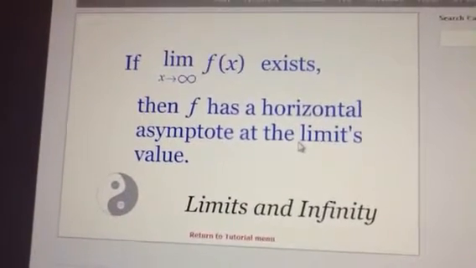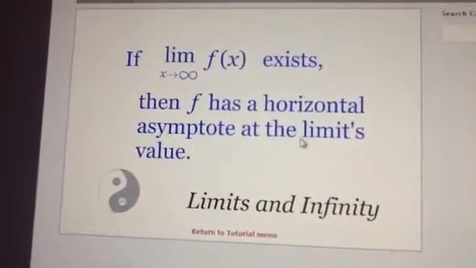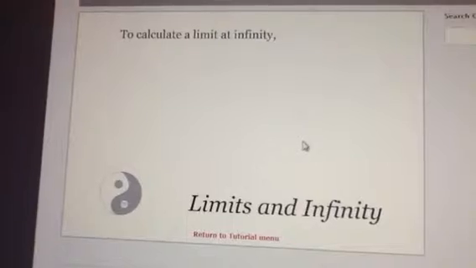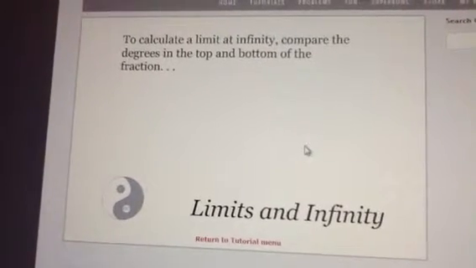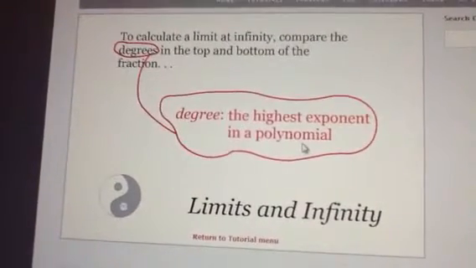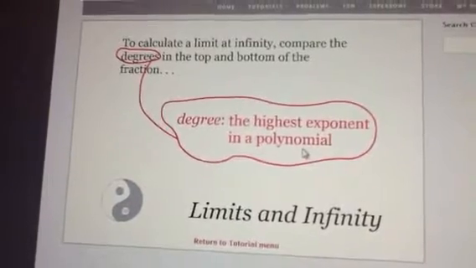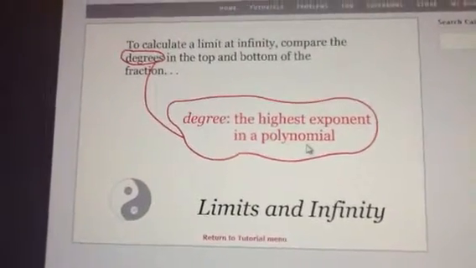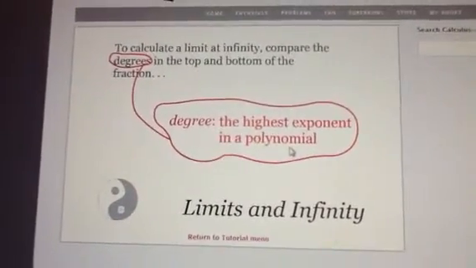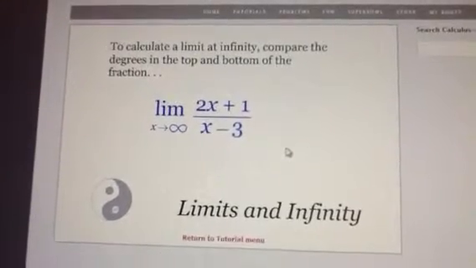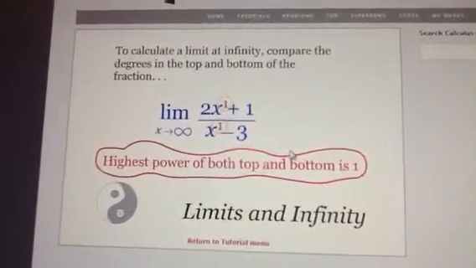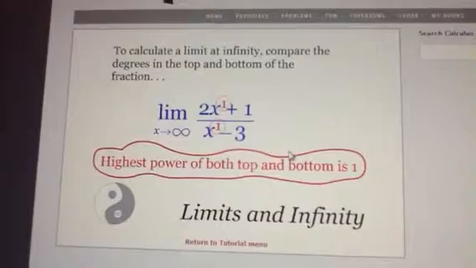Limits at infinity are very easy to calculate. All you have to do is compare the degrees in the numerator and denominator of the given function. By the way, the degree is the highest exponent. So if we take a look at f again, we'll notice that the highest degree in both the numerator and denominator is 1. Because remember, if we don't write a power, it's inferred to be 1.